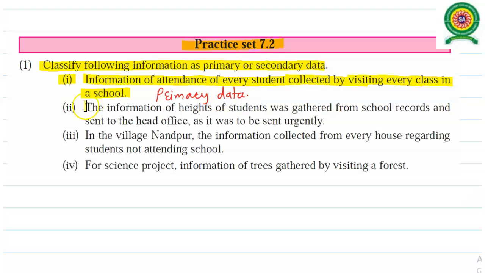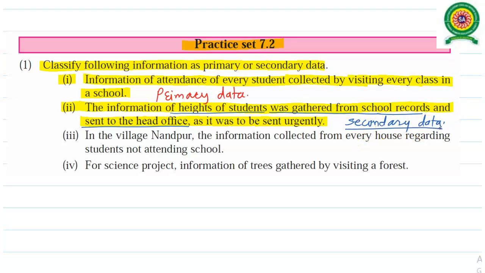Look at the second example. We have the information of heights of students gathered from the school records and sent to the head office as it was to be sent urgently. So now it is already collected data, that is, heights of students gathered from school. So who is the source here? The school is the source, who collected the data of heights of each student in a school, and we have to submit it to the head office. That means it is already collected data, so it is of the form secondary data. It will take less time to collect.